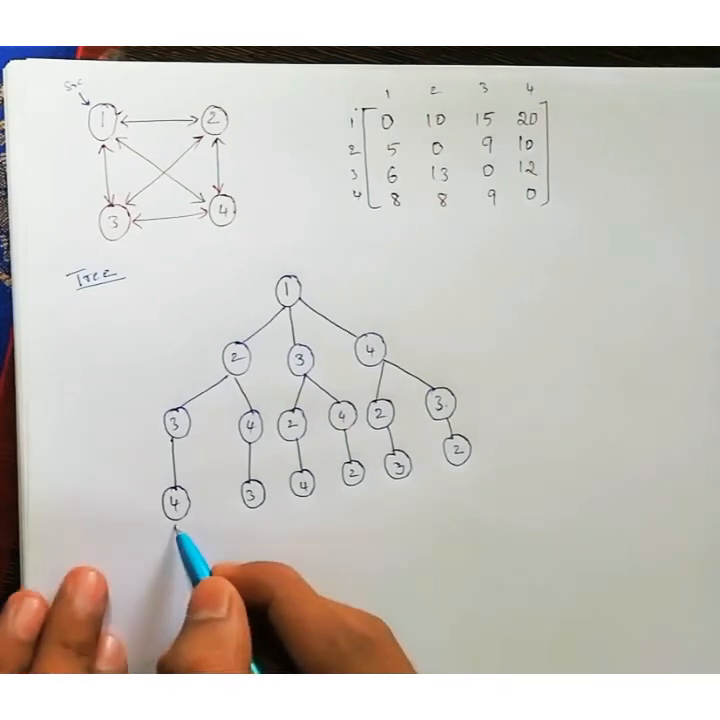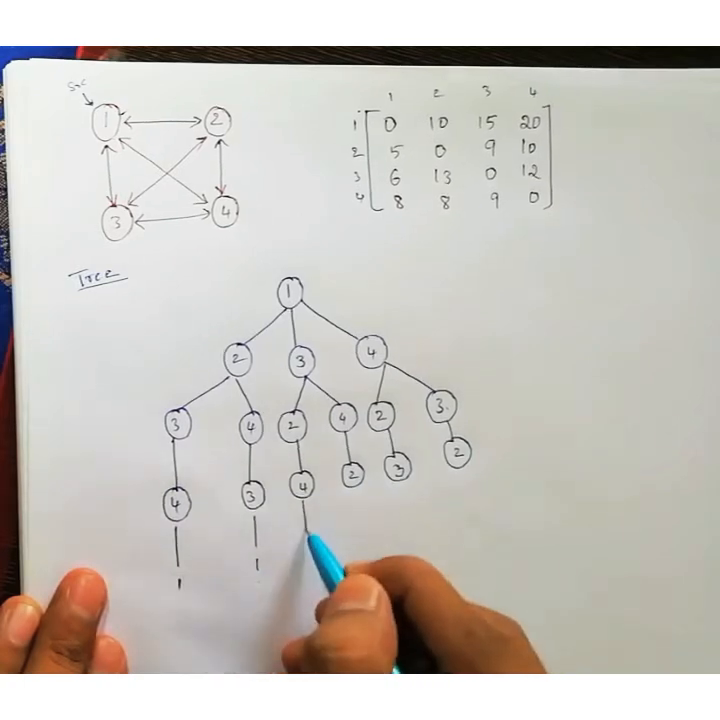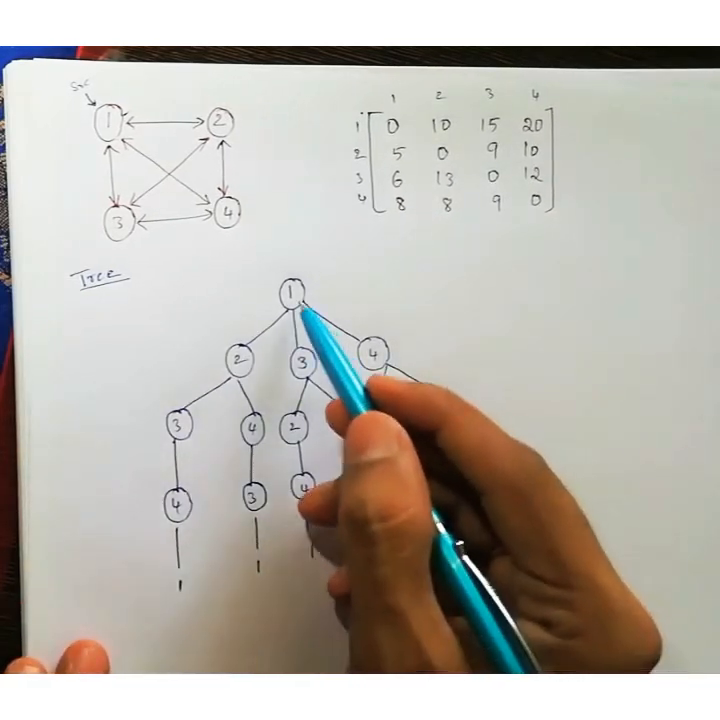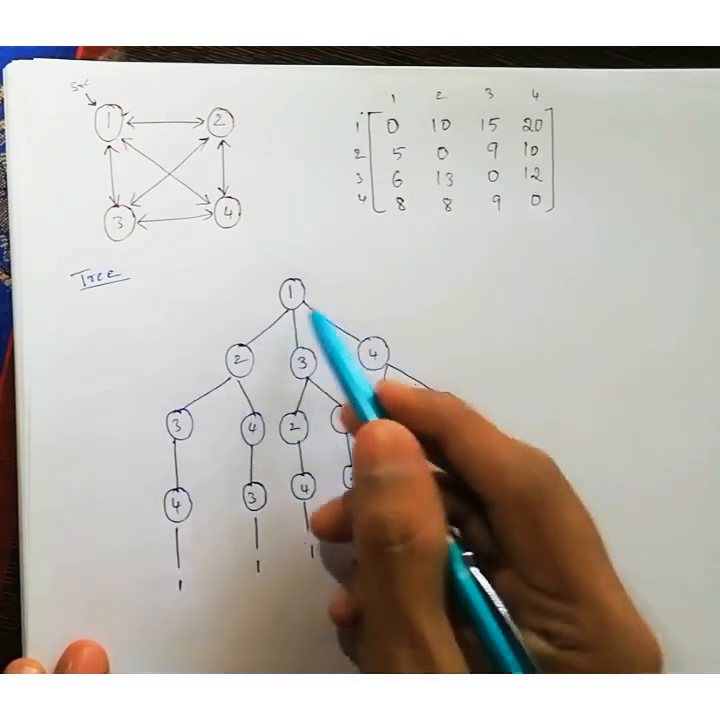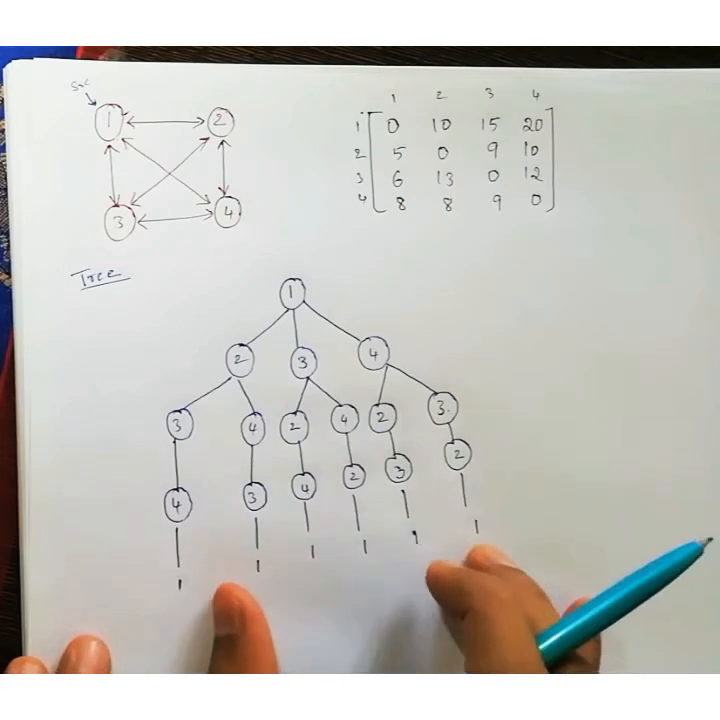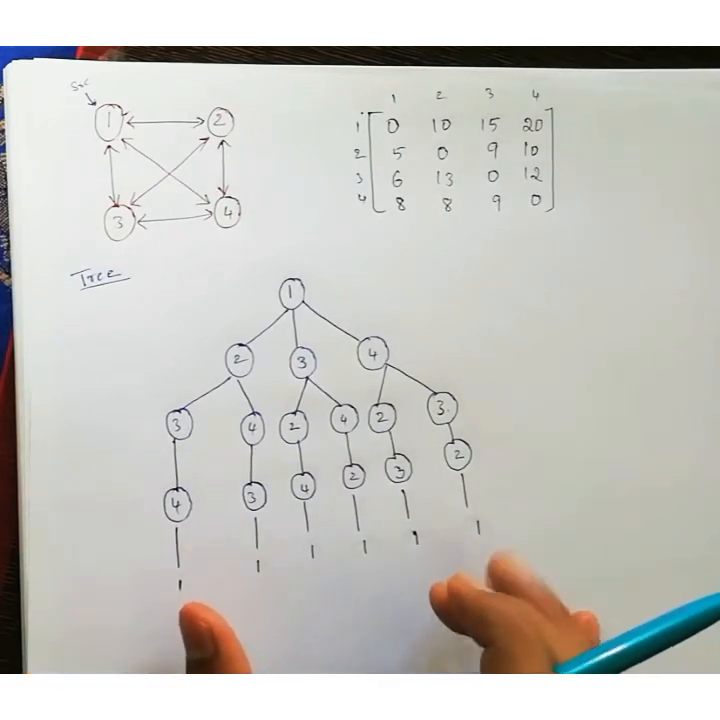And finally we are returning back to the original city 1, returning to 1 from all possible paths. And here we have 1, 2, 3, 4, 5, 6 routes, or 6 paths, and we have to calculate which path is getting minimum cost. So that is the travelling salesman problem.